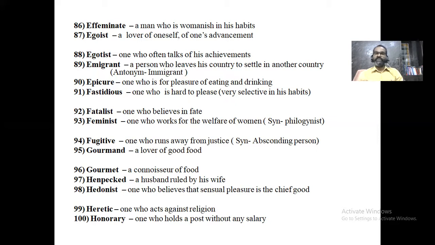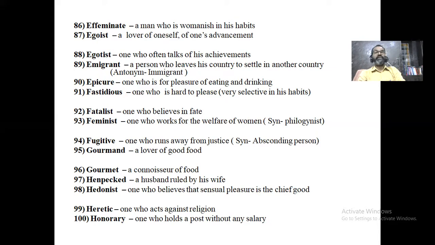Epicure, one who lives for the pleasure of eating and drinking. Some people always go on drinking this cool drink, that cool drink, and taking this food, that food. That's called an epicure. And fastidious, one who is hard to please. Nobody can please him. He is very selective and nobody can change his habits. Those are fastidious personalities.